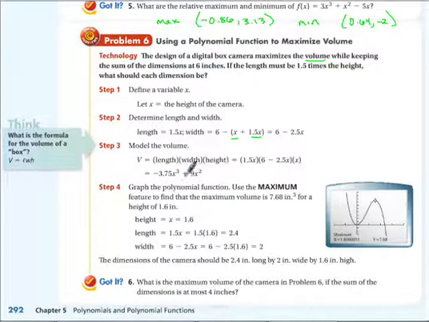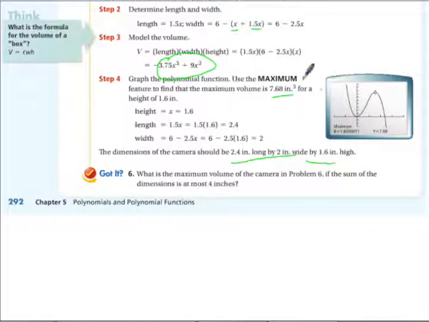We multiply that all out, and we get this cubic function. We graph it, and we use the maximum to find the maximum volume is 7.68 for a height of 1.6 inches, and then we can just use those numbers, find everything we have left, and then figure out what the dimensions of the camera should be. Not really that complicated once you get past the setup of all of the length times width times height. That is the hard part, okay?